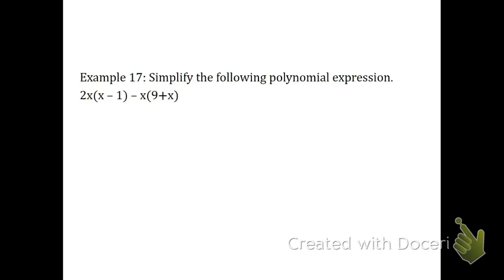Right, here is another problem that is going to be a multi-step problem. Essentially what we see here is one multiplication problem and then another multiplication problem, separated by subtraction. And that's basically how you're going to treat this. Do your two separate multiplication problems and then go through and combine your like terms.